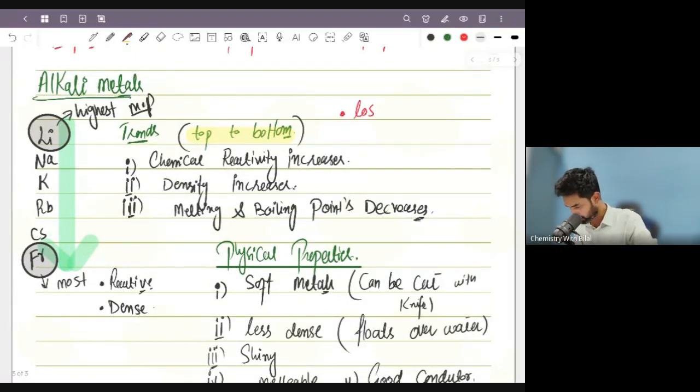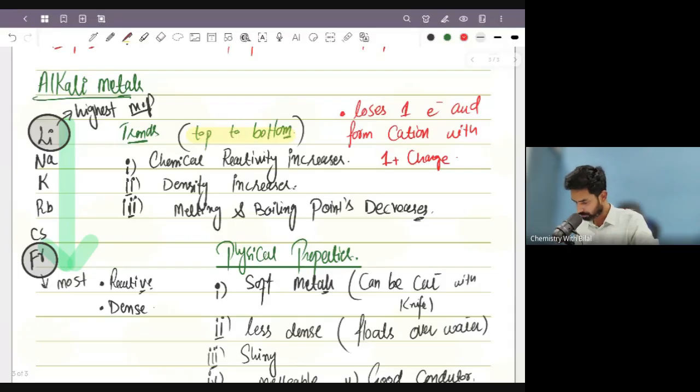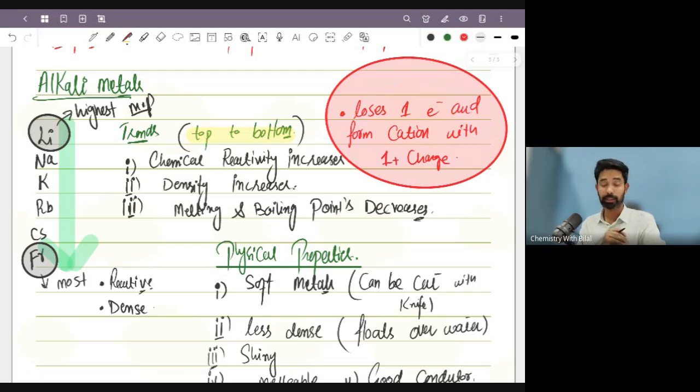They all lose 1 electron and form a cation with a +1 charge, for all of them. No matter if it is lithium, sodium, or potassium, they all have 1 valence electron. So they all lose 1 electron to form a cation with a +1 charge. Make sense, everyone? Yes.